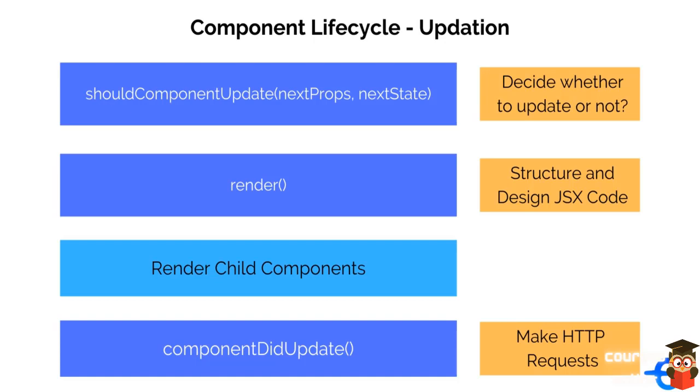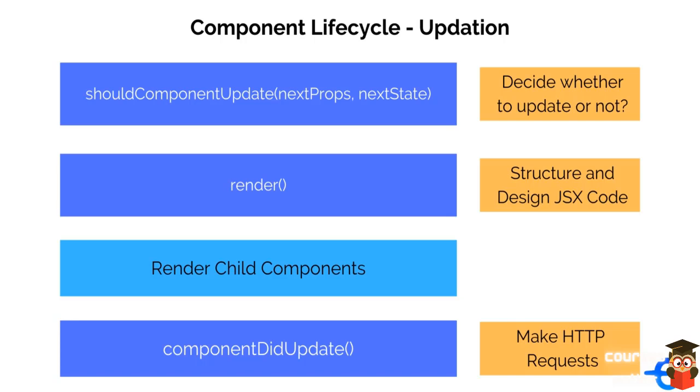When a component is updated, the first callback method is shouldComponentUpdate. This method returns a Boolean value, which decides whether the component should be updated or not. By default, it returns true, but we can conditionally return true or false to avoid any unnecessary re-renders. If the shouldComponentUpdate method returns true, then the render method is called. And as you already know, this is where the browser DOM is updated. When the render method is called, it also renders all the child components of that component.